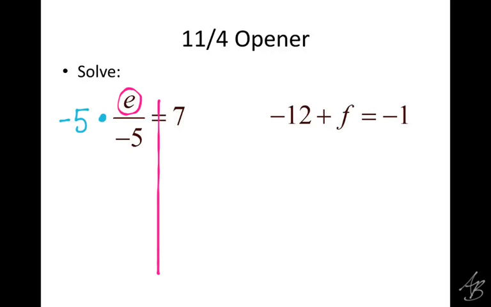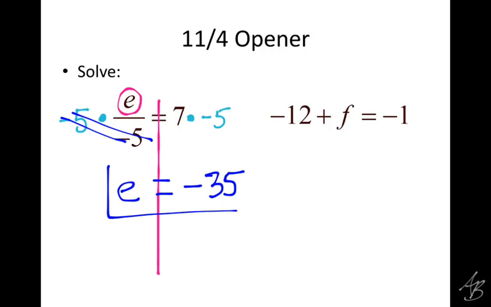A common mistake here is to multiply by positive 5 because positive is the opposite of the negative. Okay, don't do that. We need to multiply by the same number that it was divided by. So we multiply by negative 5 on both sides. The negatives and the 5's cancel each other out, leaving what? E. And on the right side, 7 times negative 5 is? Negative 35. Negative 35.